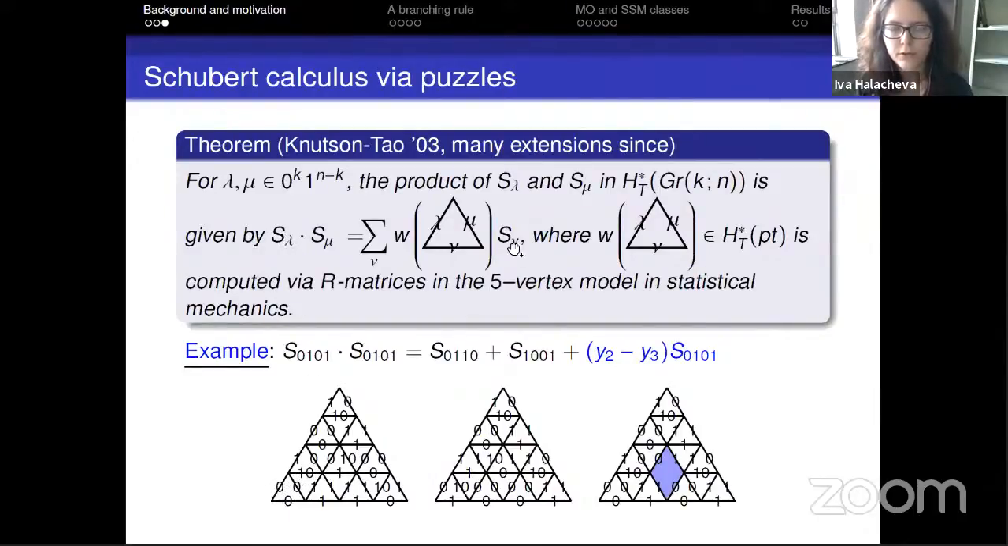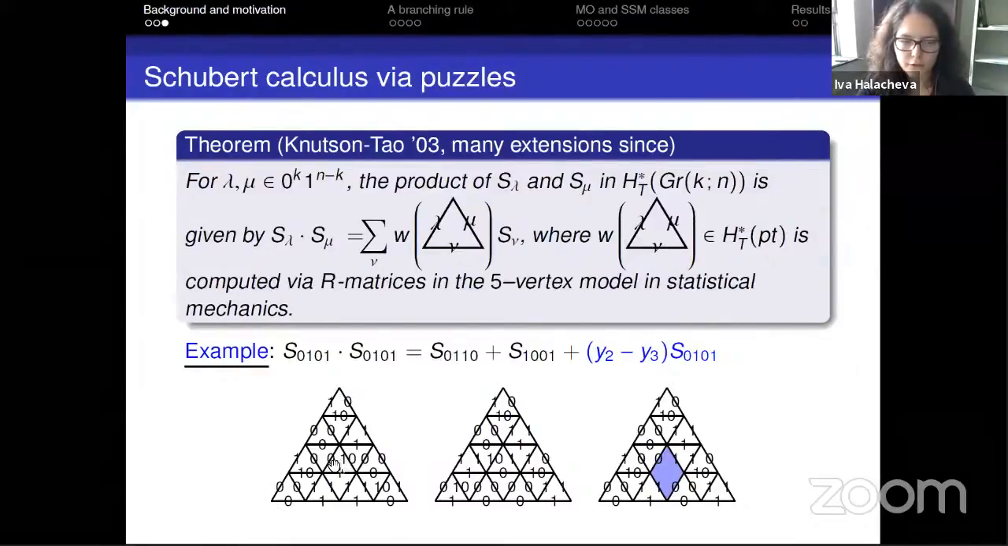So suppose we want to find the nu coefficient of lambda times mu. So then you put lambda, mu, and nu on the boundary of such a triangle. And there are certain rules for how you can fill in this triangle. And then once you've filled it, using R matrices from the 5-vertex model in statistical mechanics, this gives you a coefficient for nu. So in this example here, it's actually the same product we saw in the previous slide, but now I'm using the alternative and equivalent indexing with binary sequences.